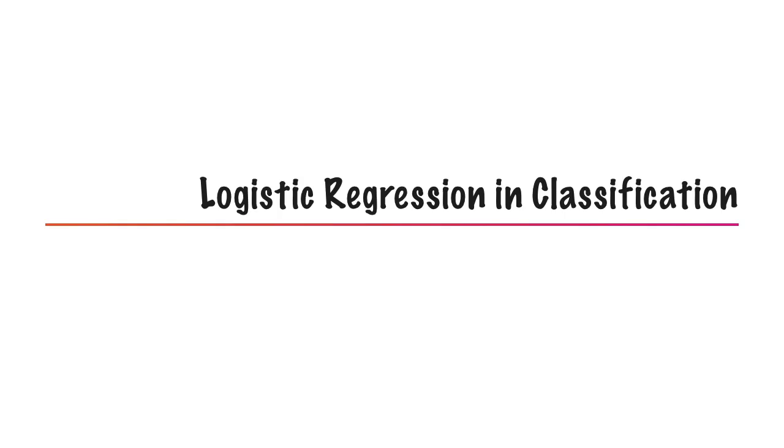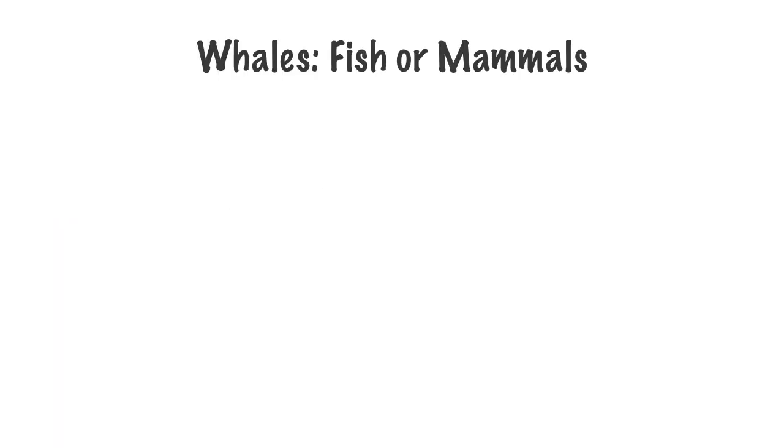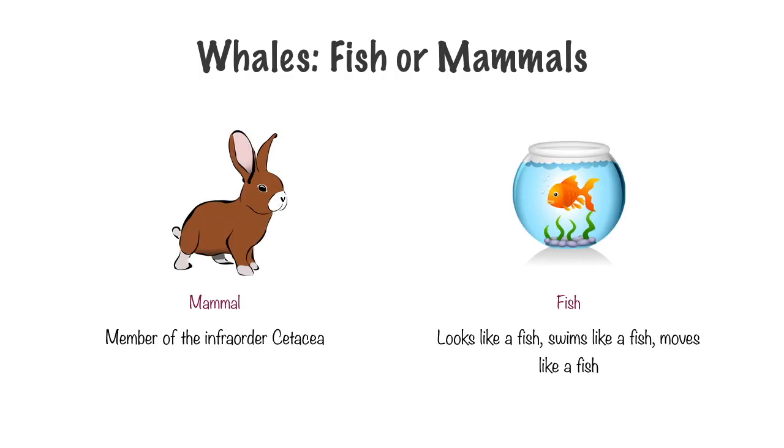This is because it is used to implement classification algorithms which are based on a machine learning approach. Let's see how this would play out using our favorite whales analogy. Whales, are they fish or mammals? This is the question that we wish to answer. We know that technically whales are mammals because they are members of a certain infraorder Cetacea, but a plausible case could be made that they are fish because they look like fish, swim like fish, and move with fish.